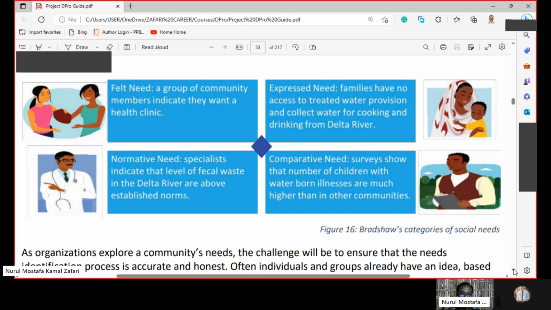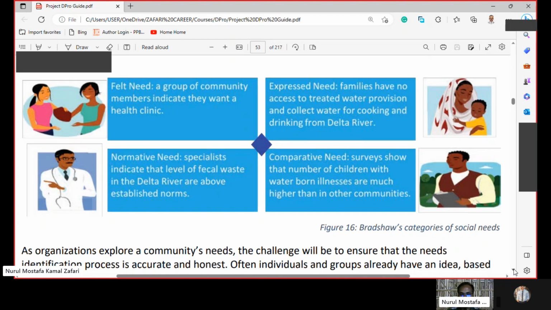Felt need. A group of community members indicate they want a health clinic. Expressed need. Families have no access to treated water provision and collect water for cooking and drinking from Delta River. Comparative needs. Surveys showed that the number of children with waterborne illnesses is much higher than in other communities.